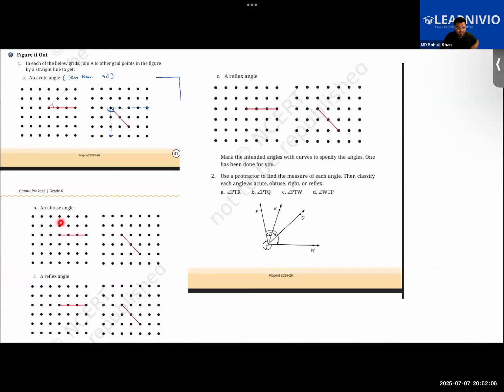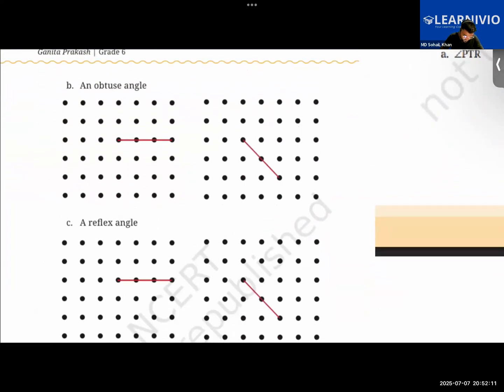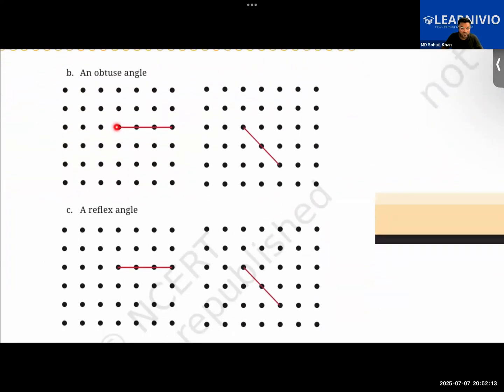In question number B, we have to get an obtuse angle. So tell me, should I draw the ray from here to here? No, because it will be an acute angle. No, a right angle, no? If I make a right angle, that will be 90 degrees. Should I make a ray like this from this point to this point? Yes. Exactly. So that will give me an obtuse angle.